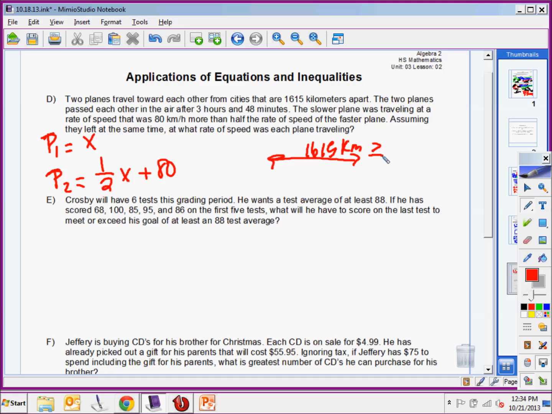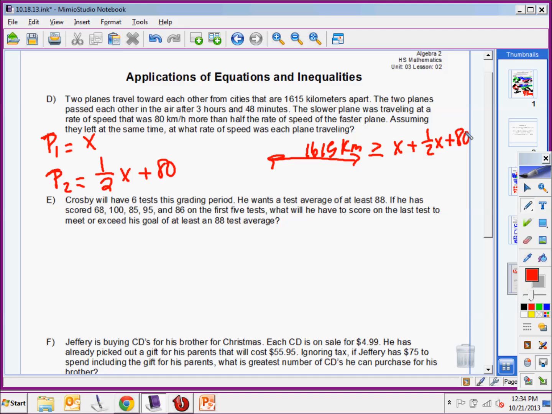What do we do to find that value? We added them. 64 plus 1/2 x plus 80 plus x. On our train problem, in order to find the distance in between them, what did we do? We added them. So the same concept here with the planes.